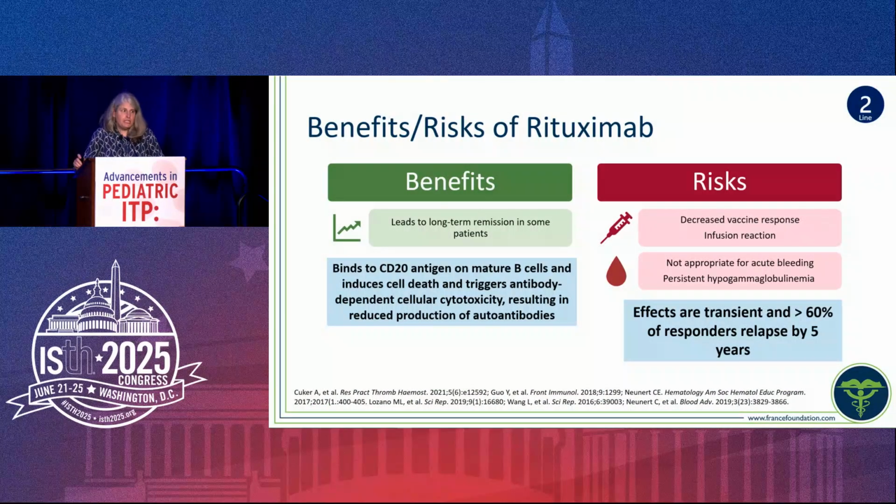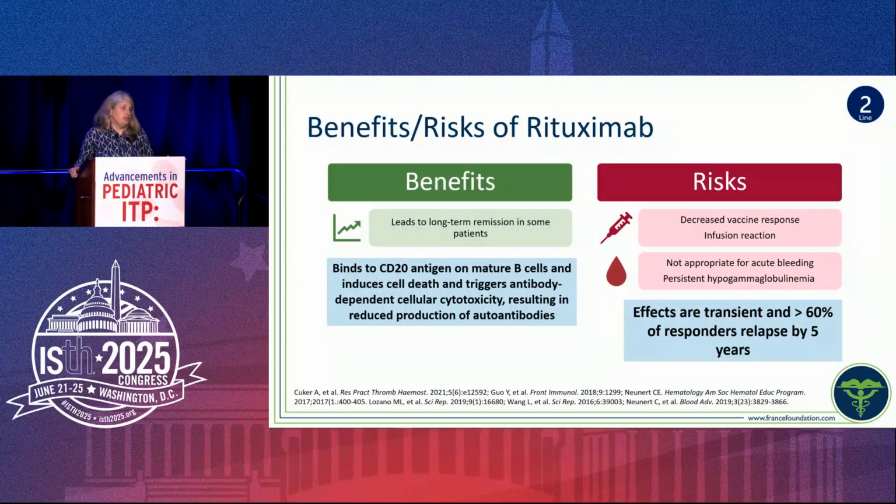Rituximab is a monoclonal CD20 antibody that most of you are familiar with. This works by directly depleting our B cells that are making our antibodies. And it does lead to a long-term remission in some patients. Upfront response rates are roughly 60 to 70%. And then by 5 years, we really see that taper off, and there's suggestion of only about 20% of patients remaining in remission at 5 years.